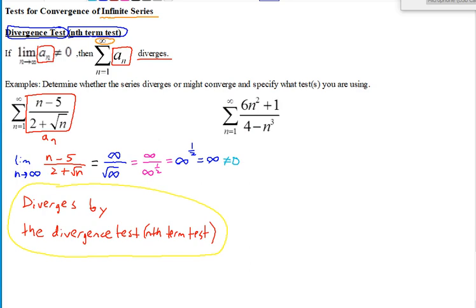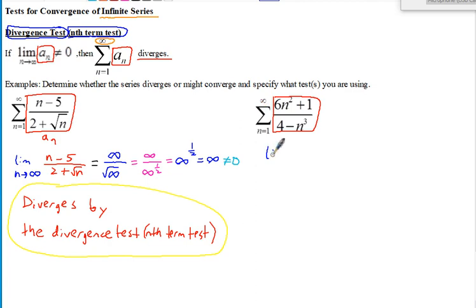All right, let's take a look at one more using the divergence or nth term test. So in this one again, here's our formula for the nth term. Again, if you substitute 1, that's going to give you the first term, 2 for n gives you the second term, and this sigma means we're summing those all up, and it's an infinite number of terms here. So this time we find the limit again as n approaches infinity.